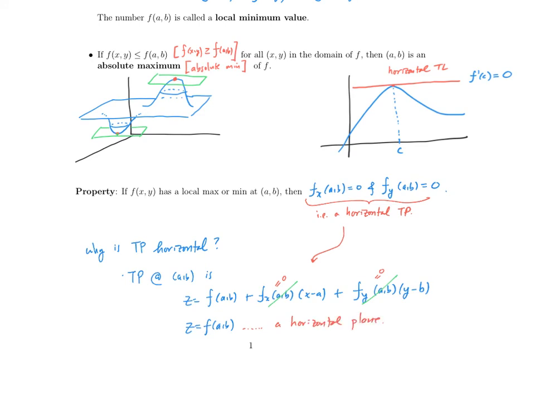So at this point, what we have observed is if we have a local max or minimum at (a, b), then the two first partials will be equal to 0. And the question is going to remain and hopefully be answered in our next video. If these two first partials are equal to 0, are we guaranteed to have a local max or min?